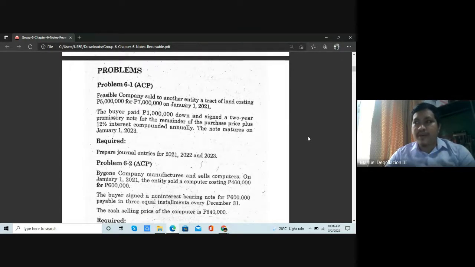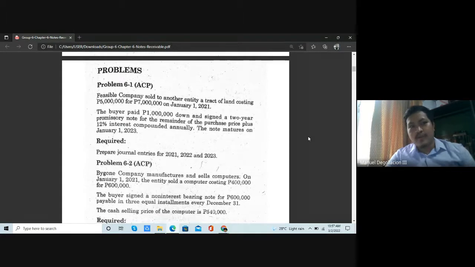When we say interest-bearing note, class, the promissory note, the commercial document itself expressly states that there will be an interest imposed. Meaning, if you read the commercial document, there will be a provision that declares that interest will be paid at this rate. Whereas in a non-interest-bearing note, the document is silent. The document does not mention any imposition of interest.